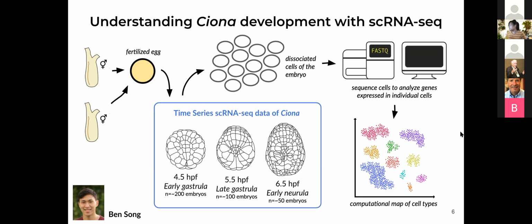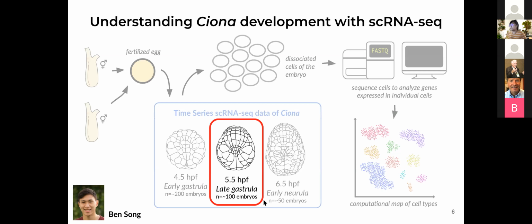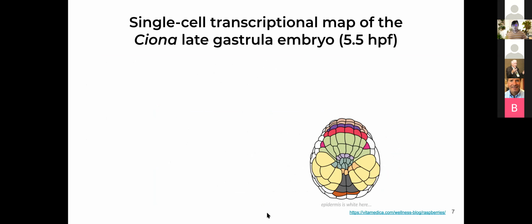While we'll be performing this experiment on these 3 different time points here, today I'll just present our single cell map that we generated from this stage right here, the late gastrulate embryo. So before I show you the result of annotating our single cell map, I wanted to show a diagram of the embryo at this time point, along with the cell types that we would expect to see in different colors.